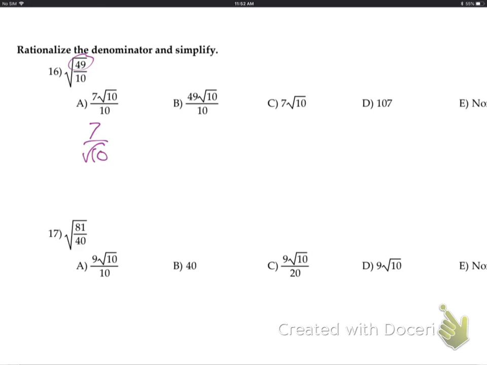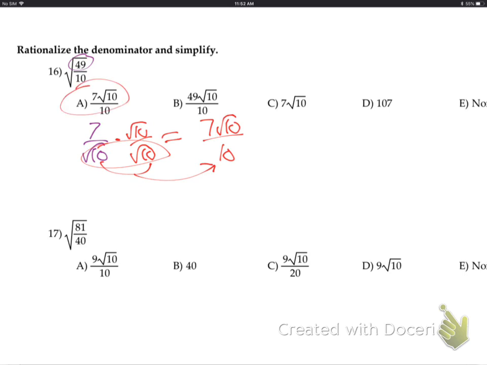Everybody seeing that? See how the root vanishes on the top because you can root 49 and it's just 7, but you can't root 10, so it stays there, and you can't let it stay there. No roots in the bottom. So multiply top and bottom by root 10, get 7 root 10. What's root 10? Root 10 in the bottom. 10. Plain 10, because that's 2 10s in, 1 10 out, huh? 7 root 10 over 10. A lot of A's. A answer.